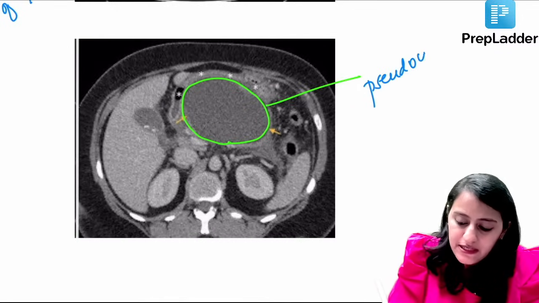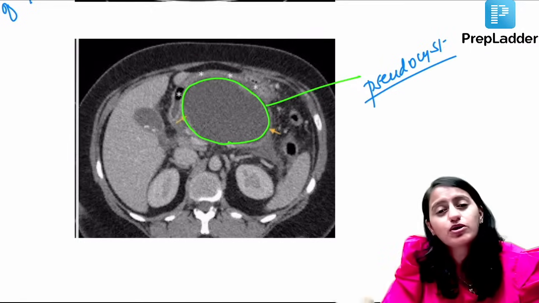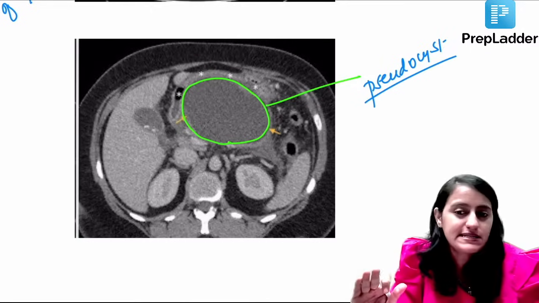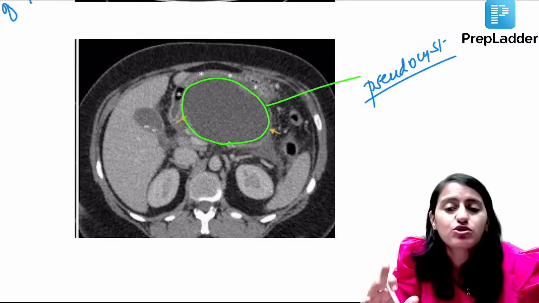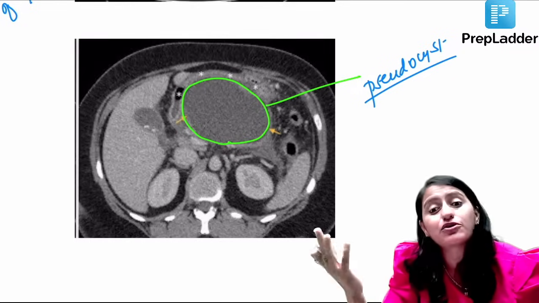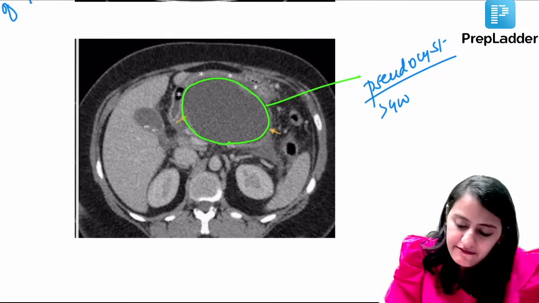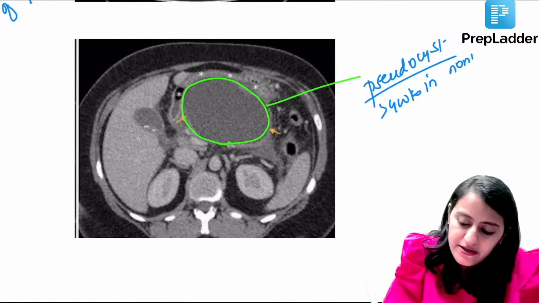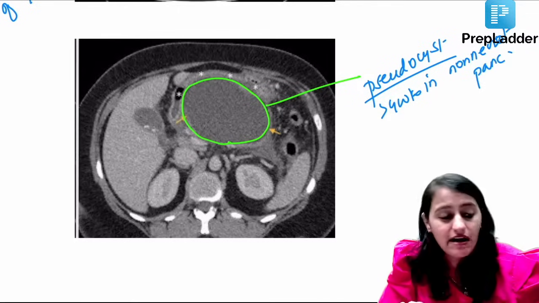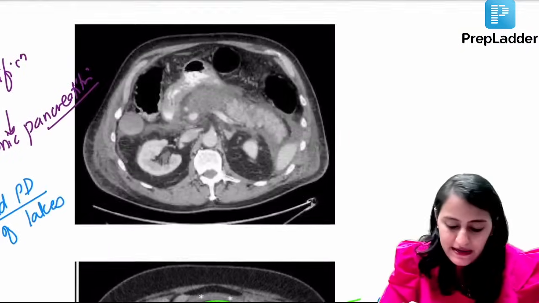This is going to be a pseudocyst because it is uniformly, homogeneously gray color. There are no air foci that you are seeing there, which you see in a necrotic collection. This is a pseudocyst which forms after 4 weeks in non-necrotizing pancreatitis. That is when you call it pseudocyst, after 4 weeks in non-necrotizing pancreatitis.